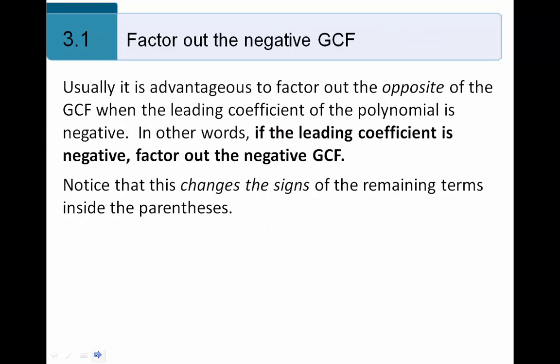Now, usually it's advantageous to factor out the opposite of the GCF when the leading coefficient of the polynomial is negative. In other words, if the leading coefficient is negative, we're going to factor out the negative GCF. And notice that this changes the signs of the remaining terms that are inside the parentheses.